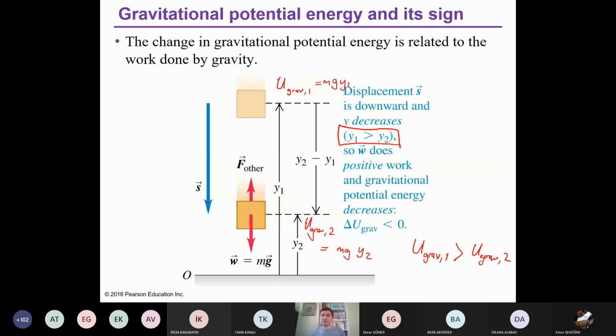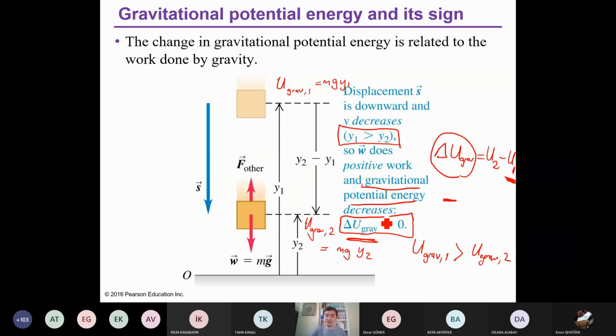So what do you see here? What about delta U gravitational? Delta U gravitational is U2 minus U1. Since the first gravitational potential energy is bigger than the second, this will be negative. So the delta U, the change in the gravitational potential energy, is negative. What is the meaning of negative? Gravitational potential energy decreases. This is the meaning of the negative number for the change in the gravitational potential energy.